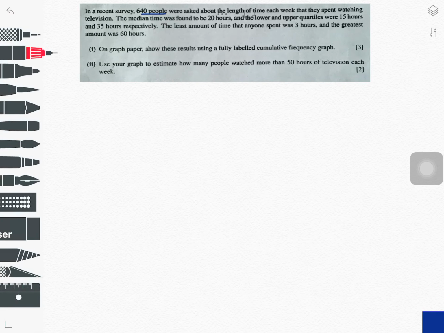The number of people they interviewed was 640. And then the median time, how do you write median? Q2 is 20 hours. So what is median? It is the first 50% of the 640 people, who are taking 20 hours to watch.